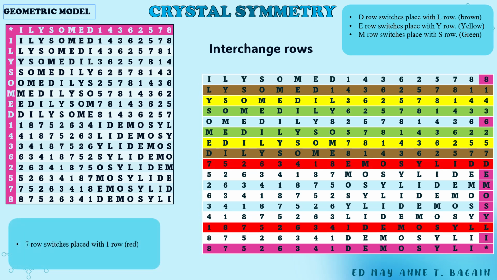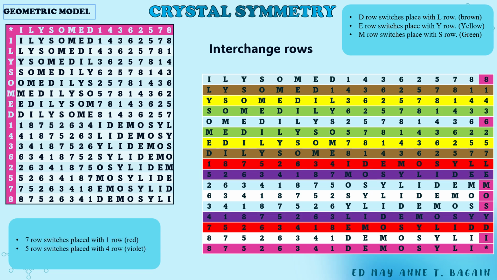We need to switch the 7 row, which is placed with the 1 row, which is the red one. Let's switch it. Now we have here the 1 and we have here the 7. The next one we need to switch is the 5 row and the 4 row, which is the violet one. It should be 1 4, not 1 5. So let's switch it.